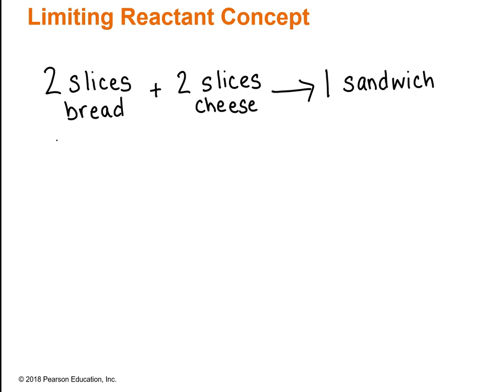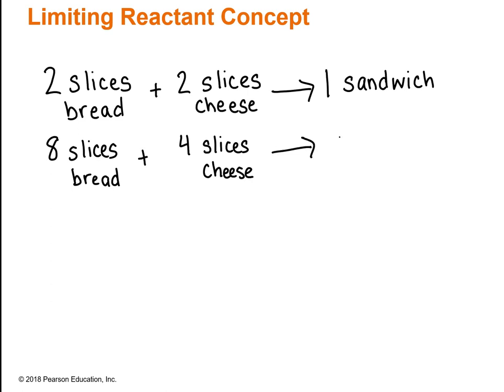Let's say that I had 8 slices of bread, and I had 4 slices of cheese. How many sandwiches can I make? If I'm using two slices of cheese, I can only make two sandwiches. I've got all the bread in the world, but what's limiting me is the cheese.